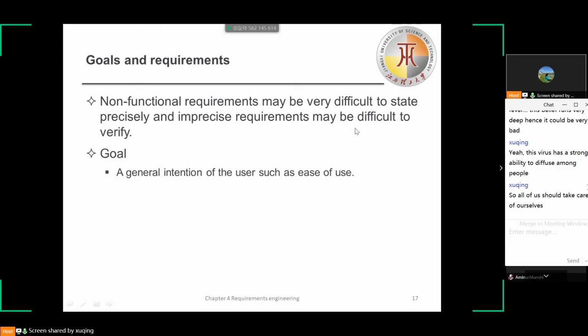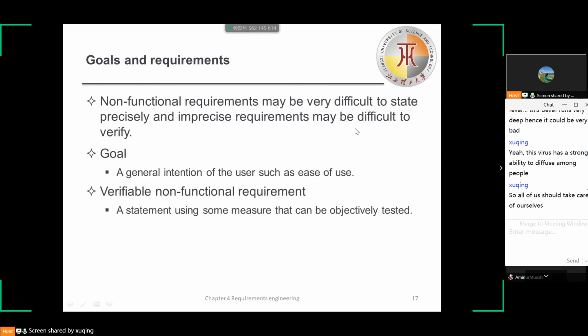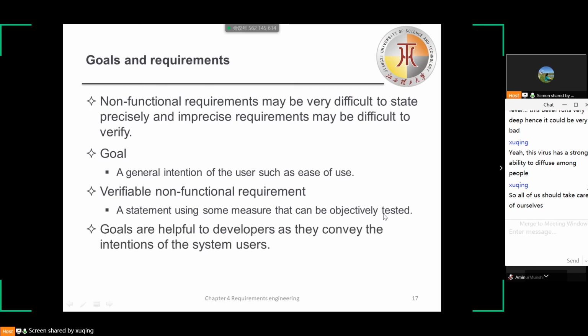We may have a general goal as a general intention of the user, such as ease of use. We may have a verifiable non-functional requirement, as noted here, a statement using some measure that can be objectively tested. So these goals are helpful to developers as they convey the intentions of the system users, but it's better to state these goals precisely.